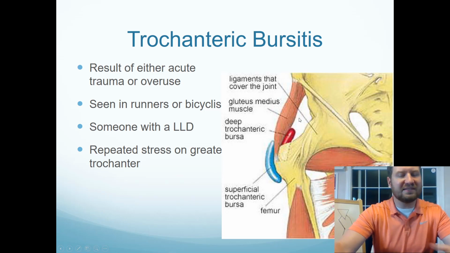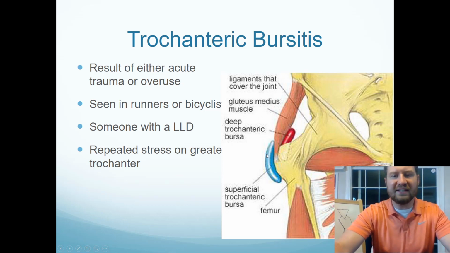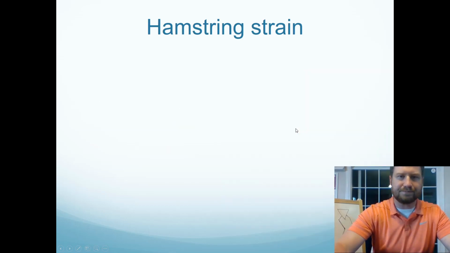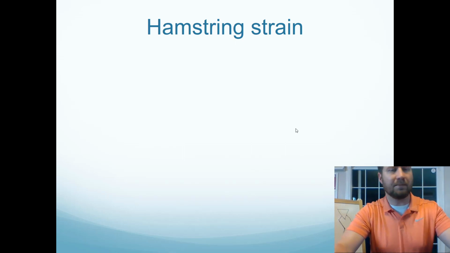Okay? Treatment for this, same thing. You need to release the pressure on that bursa with the IT band. Okay? We need to release that pressure, and we do that by getting the glutes stronger. Usually it's always going to come back to strengthening.